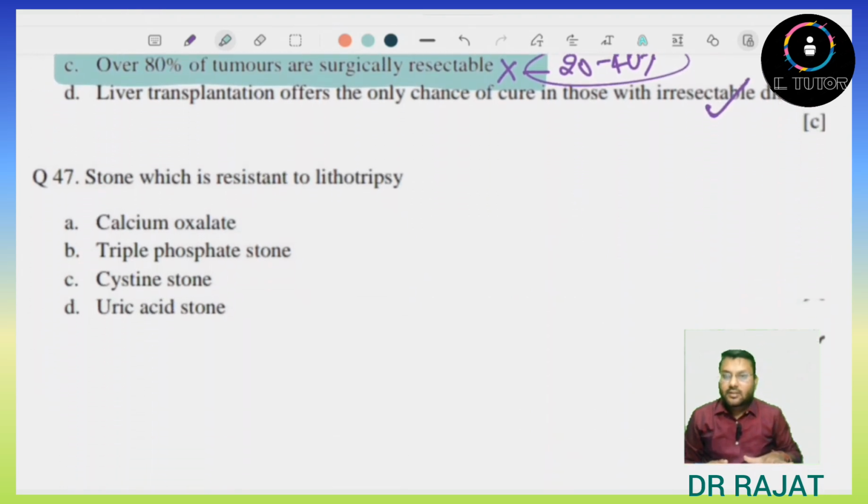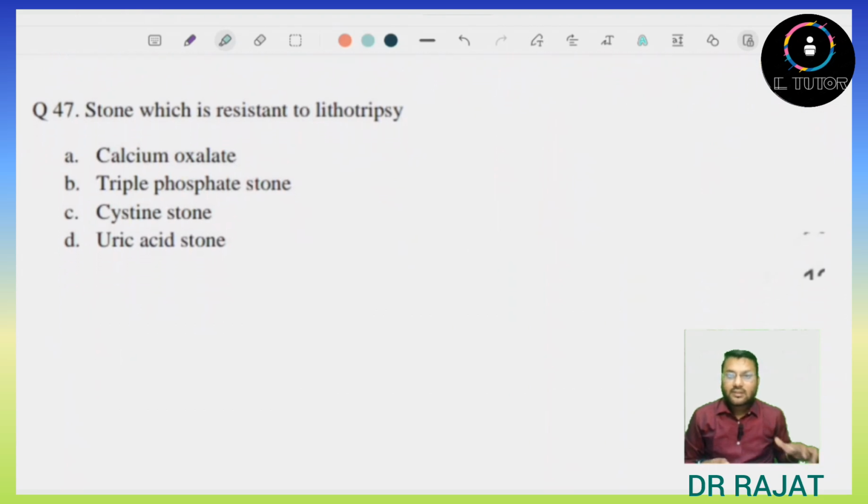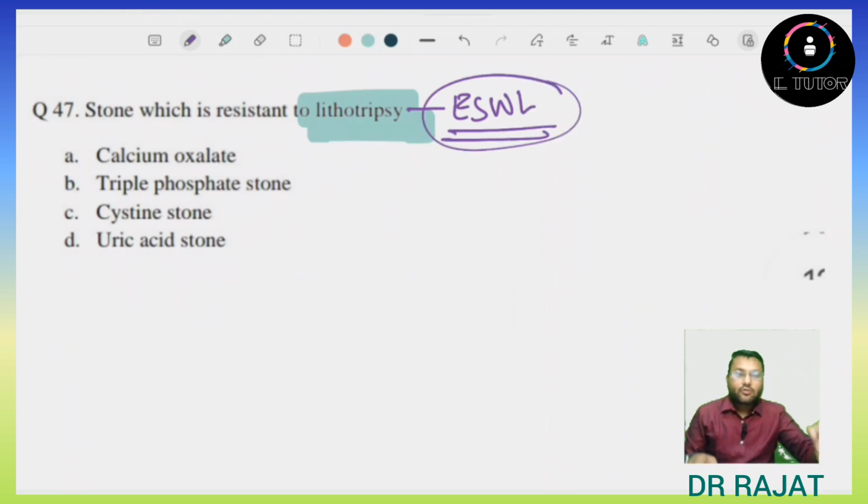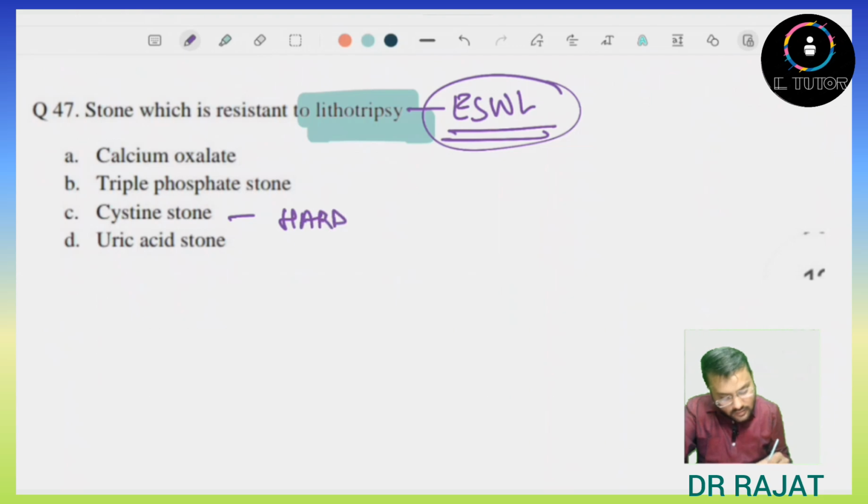Next question is stone which is resistant to lithotripsy. So lithotripsy or ESWL is used for treatment of the stones, but it is not useful in cystine stones because they are hard stones. So cystine stones are hardest among the following option and they have compact structure.